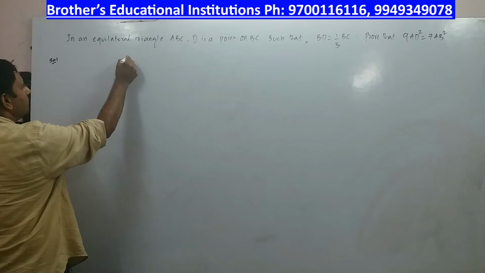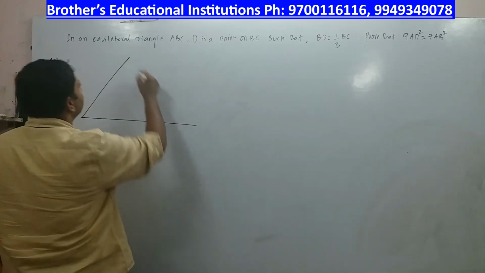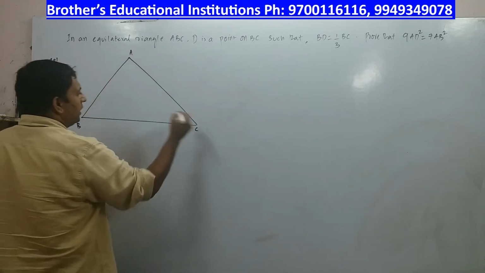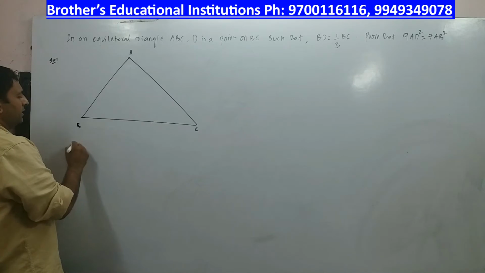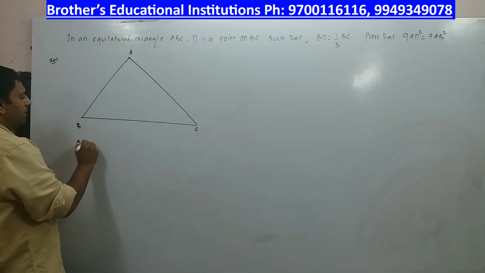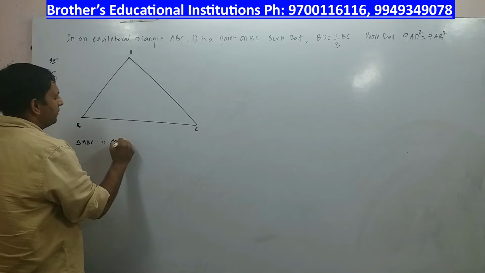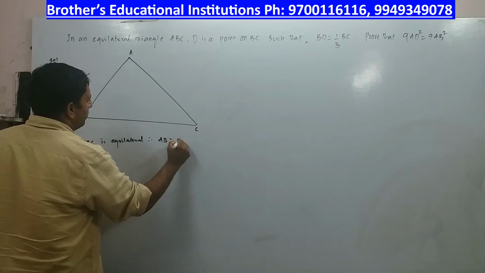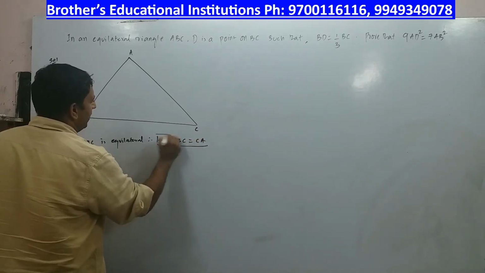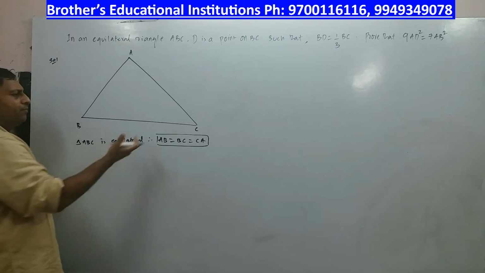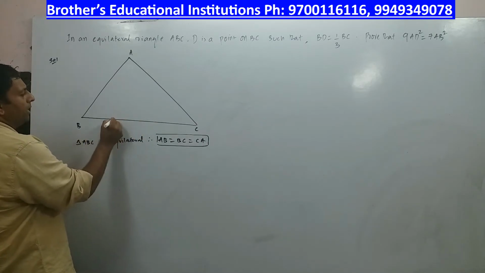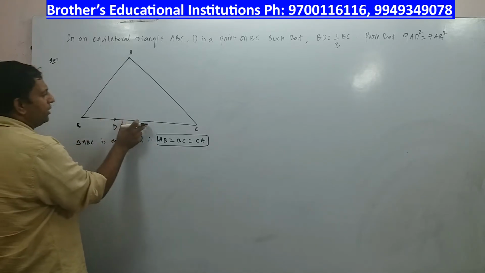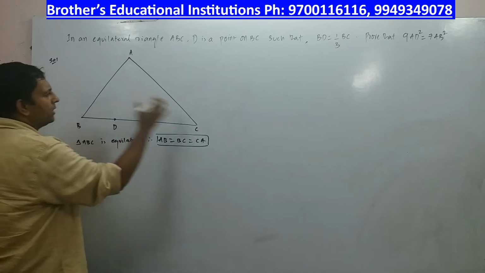Solution. I need to draw the figure. This is A, B, C, equilateral triangle, right? Triangle ABC is equilateral. Therefore, AB is equal to BC is equal to CA. All sides are equal. I can replace any side anywhere with other side. Now you have to mark a point D on BC such that this is counting to 3 parts. So BD is 1/3 of BC.